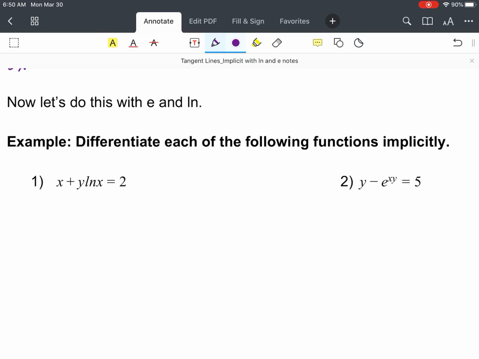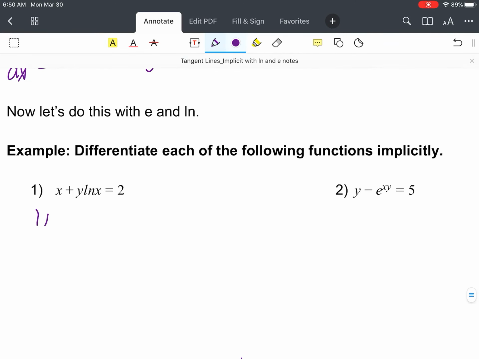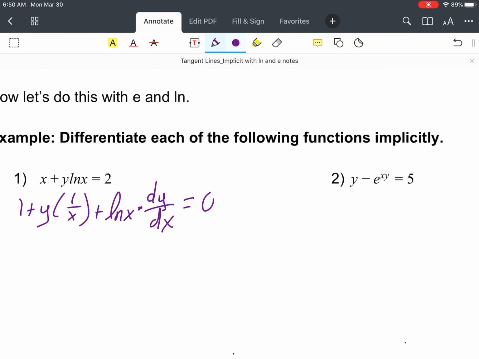All right, so for this first one, if I want to take the derivative, I'm going to have a product rule there too. So the derivative of x is 1, plus first, derivative of the second, plus second, derivative of the first. The derivative of y is just dy/dx, equals the derivative of 2, which is 0.